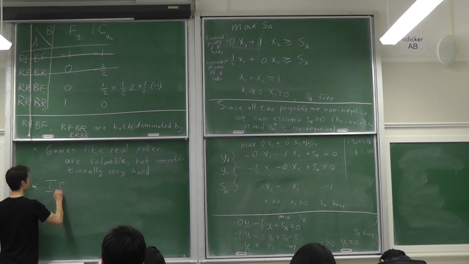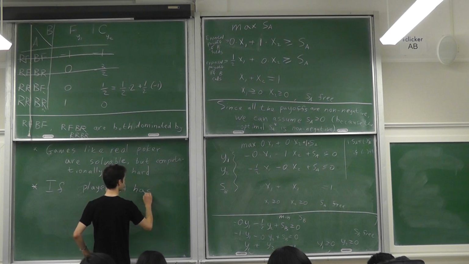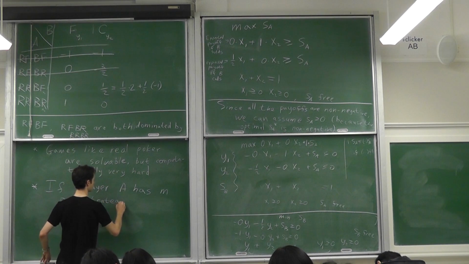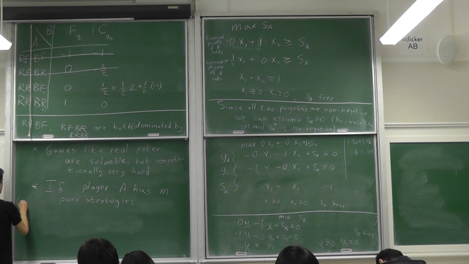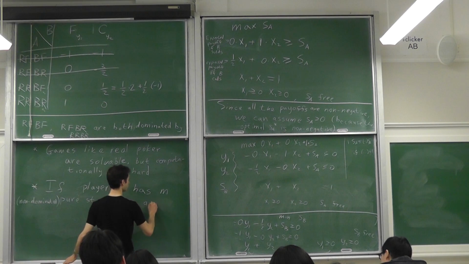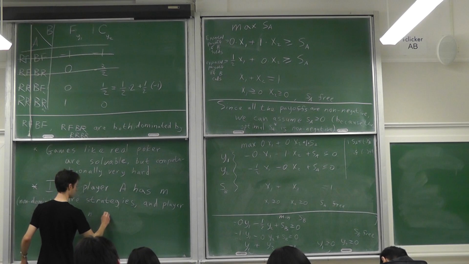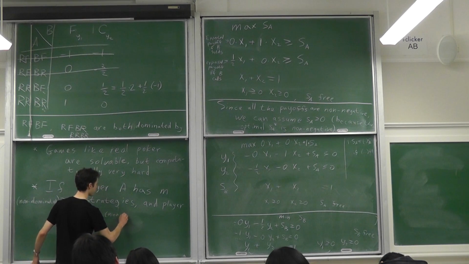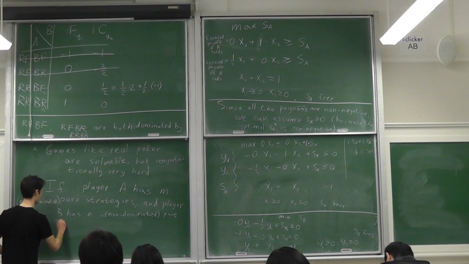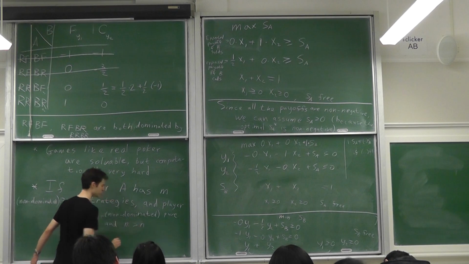Now, suppose player A has m pure strategies, let's say non-dominated, and player B has n strategies, non-dominated, say m is greater than n.